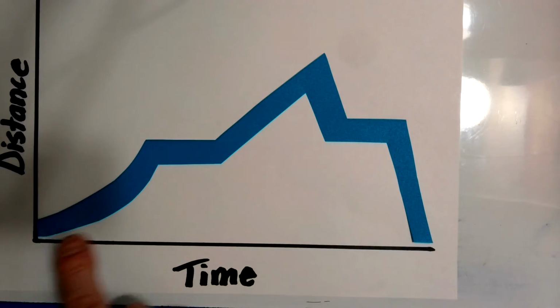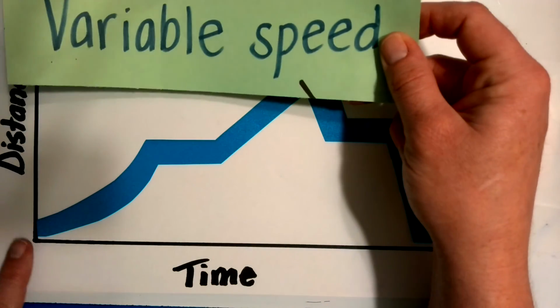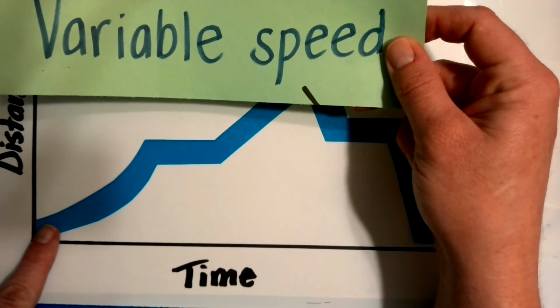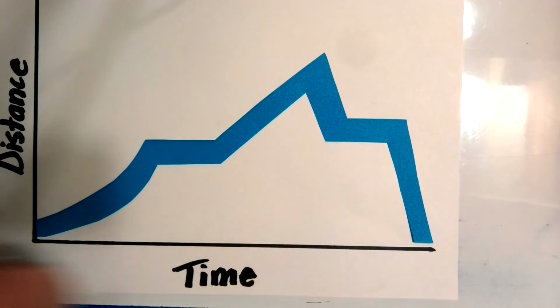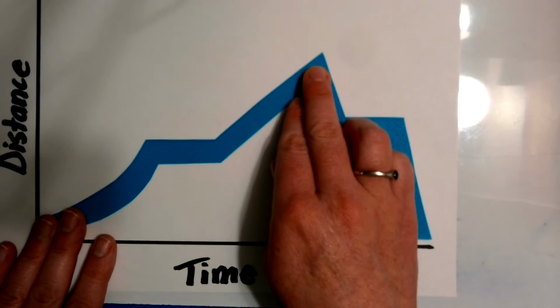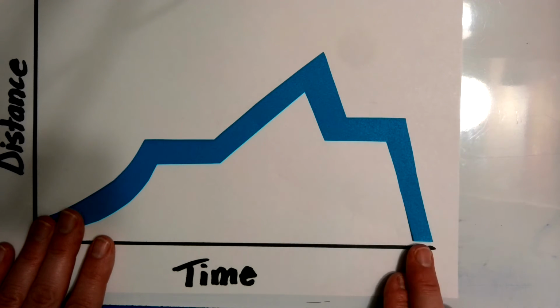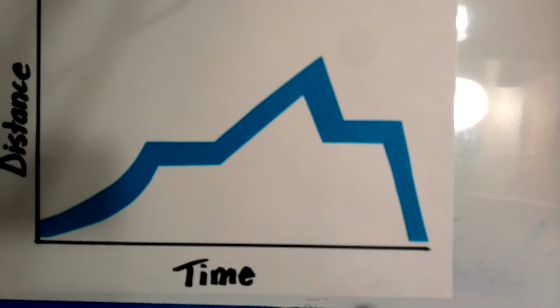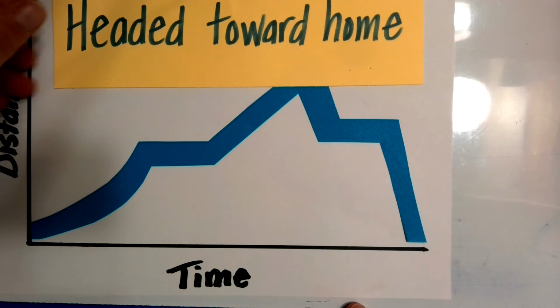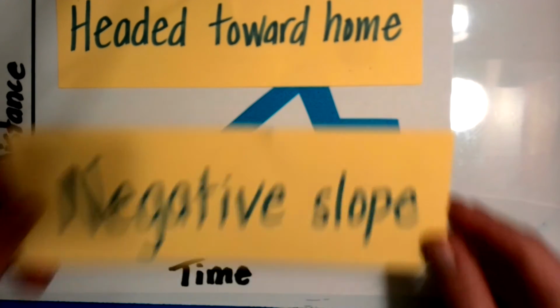So we're not going to talk quite about that yet, but we would say that at this portion of the graph where it's nonlinear, you had a variable speed. You were speeding up. Now, you notice that you went away from home, and once your slope starts turning negative, you are heading toward home. So as soon as you are headed toward home, you have a negative slope.